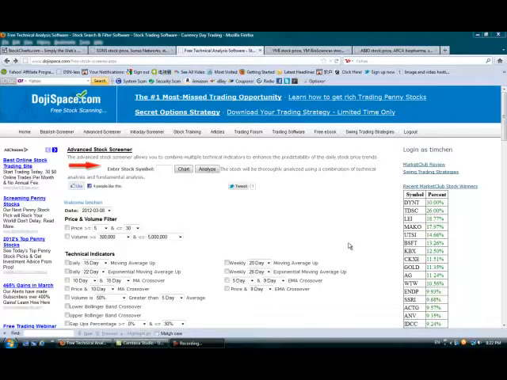In this video, I'm going to show you how to screen for stocks based on technical indicators. I'm assuming you have a basic understanding about technical analysis and you want to search for stocks quickly. So let's go to www.dogyspace.com. I'm using the advanced stock screener here.